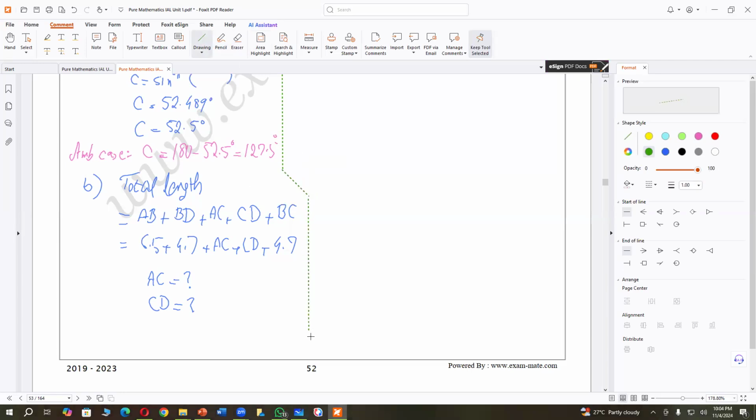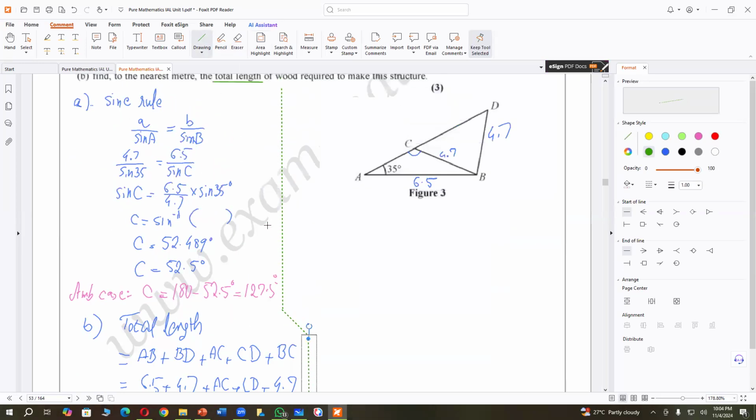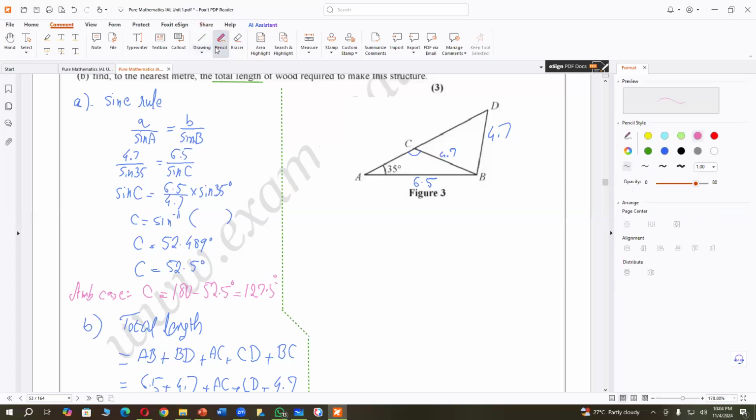It was quite clear to us that this cannot be an angle which is acute. Now this is the case. We have 127.5.